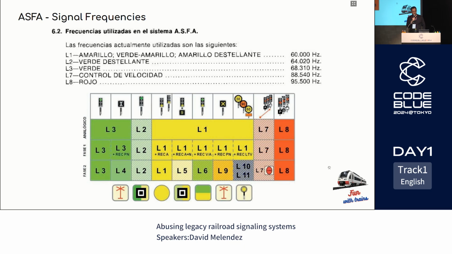Okay, how does the train know which signal it is? So we have L1 and the frequency, okay? L2, L3, and so on. We have some frequencies here that represent each symbol, okay?